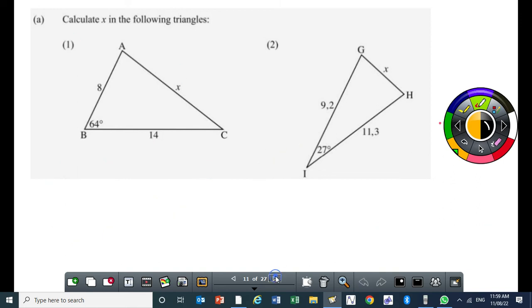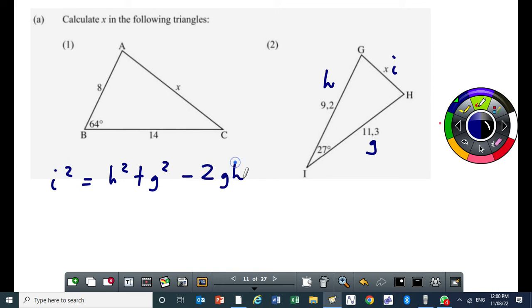Right? Then the second one, you do the same. So this will be small g, that will be small i, then small h. You want to calculate x, which is equivalent to i, so write i squared will be equal to g squared plus h squared, minus 2gh cosine of I. That's the cosine rule, right?